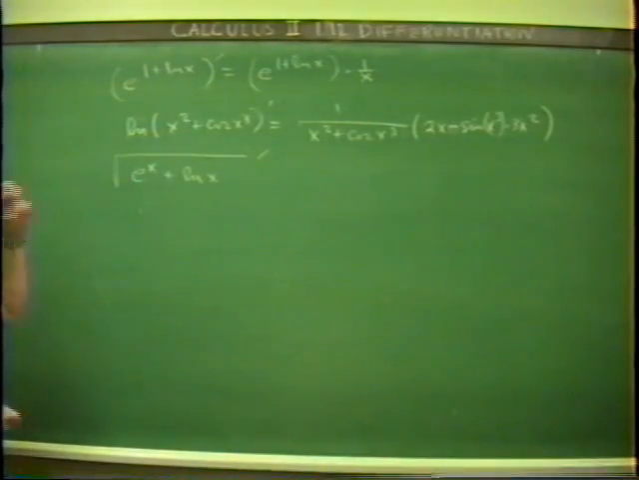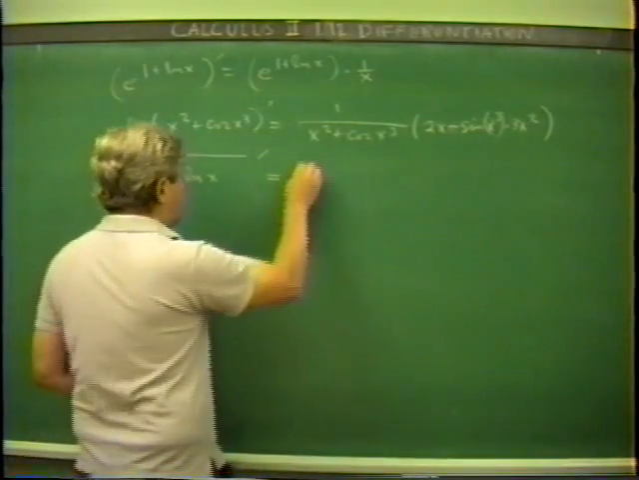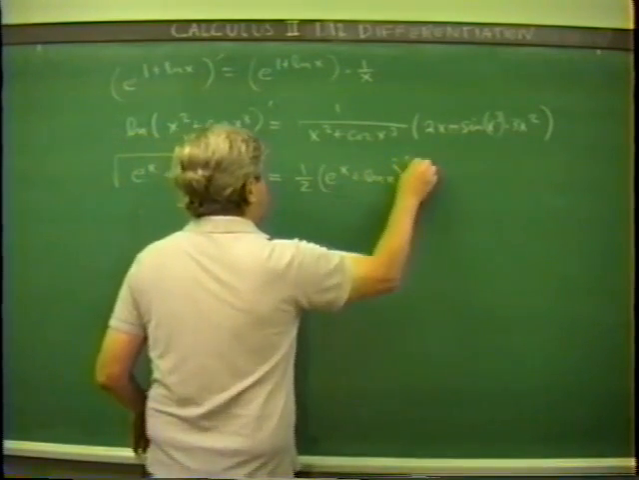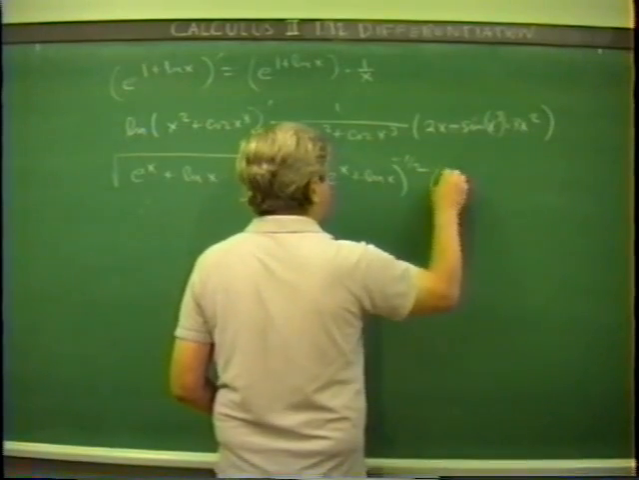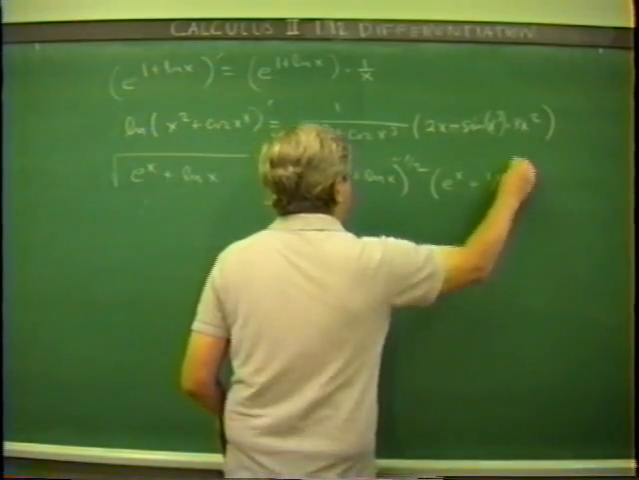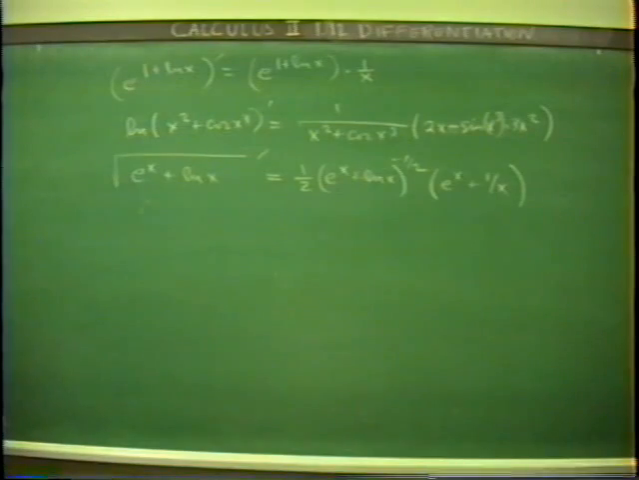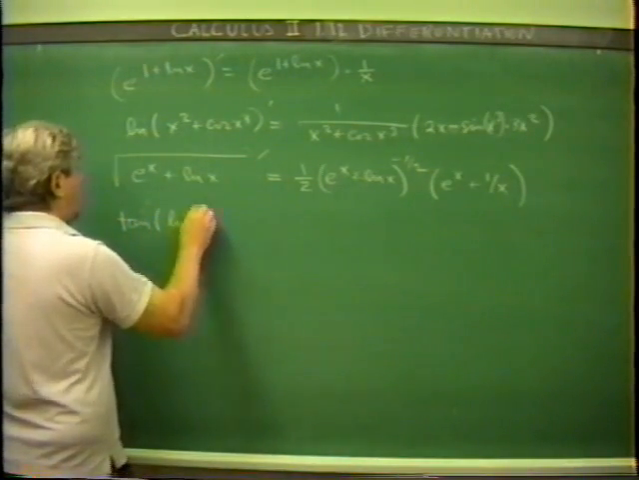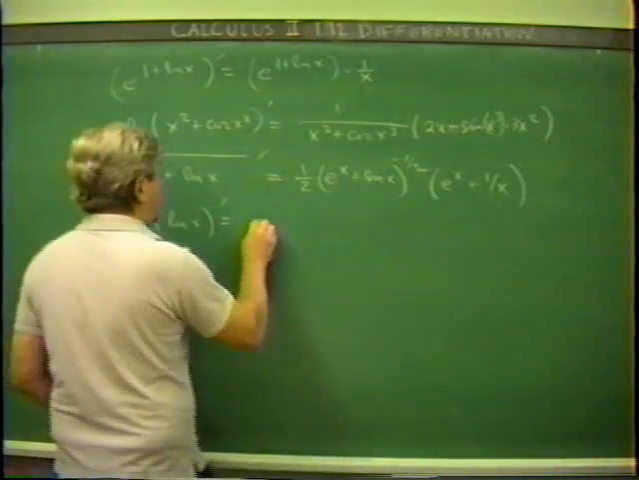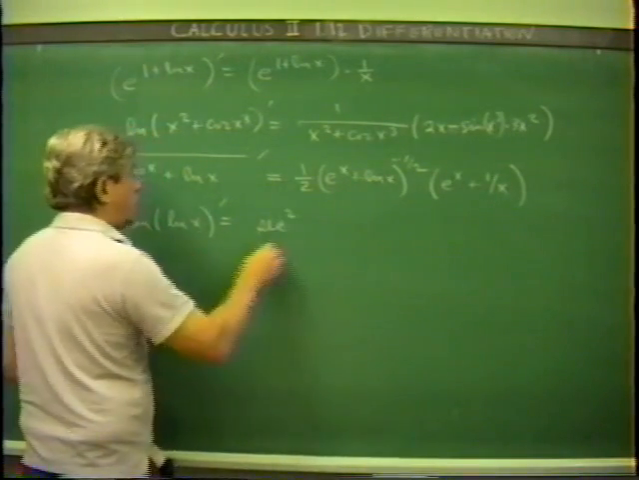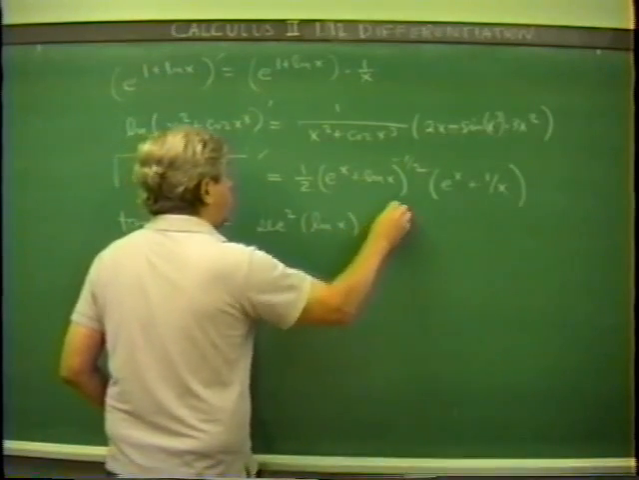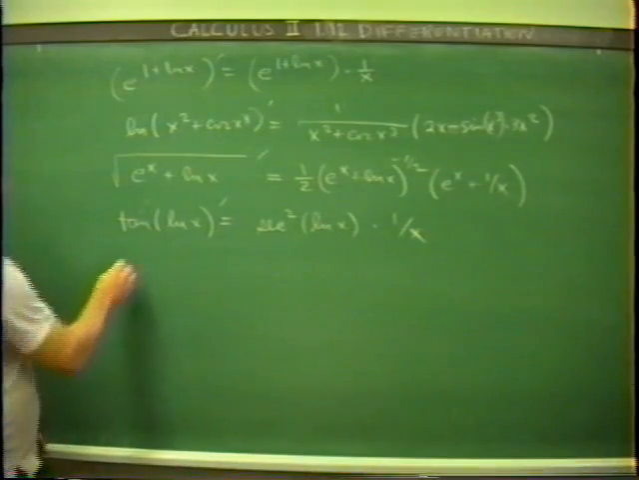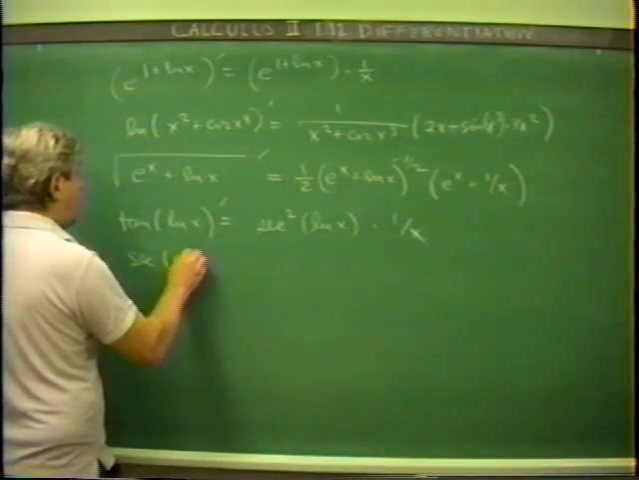Any combination of things that you can put together here. The square root of e to the x plus log x. Remember, this is to the 1/2 power, so the derivative is equal to 1/2 (e to the x plus log x) to the minus 1/2 times the derivative of e to the x plus log x, which is e to the x plus 1 over x. The derivative of tangent of log x: the derivative of tangent is secant squared, so this is secant squared of log x times 1 over x.